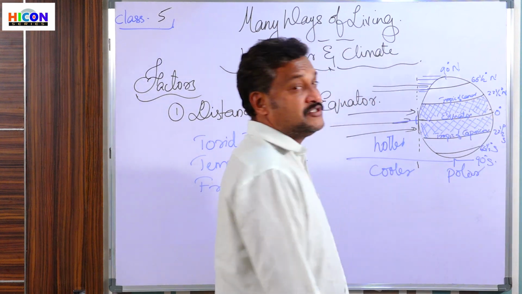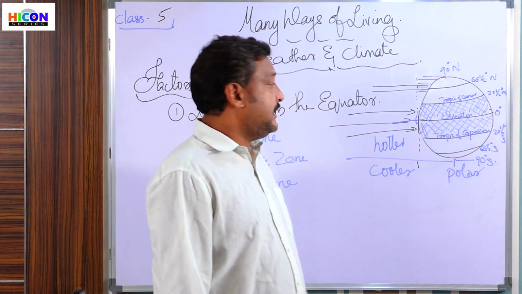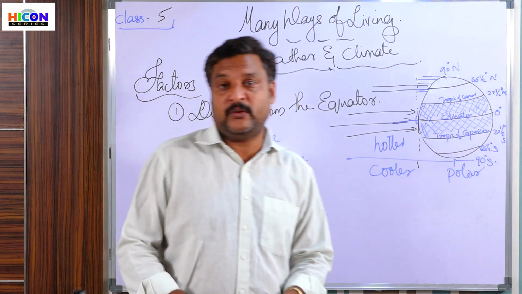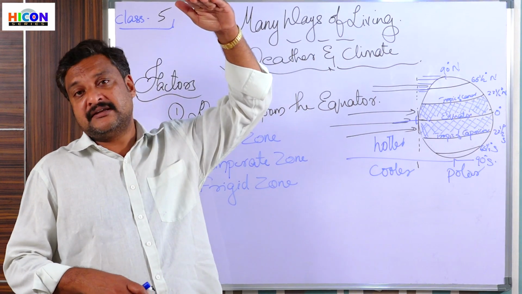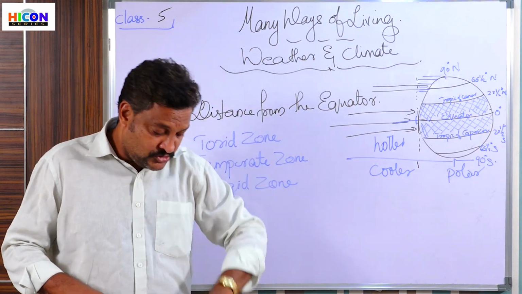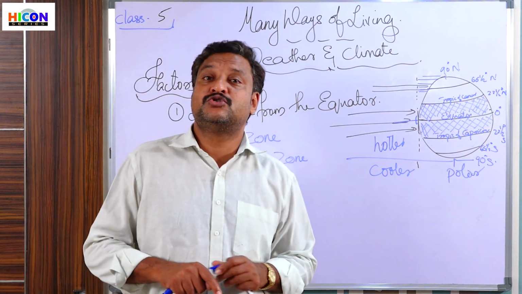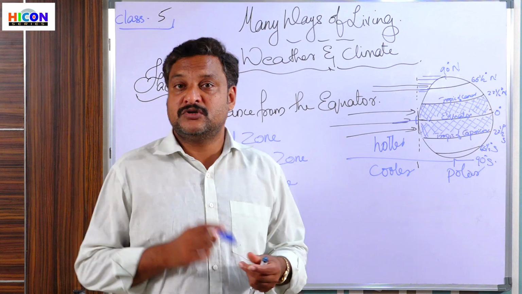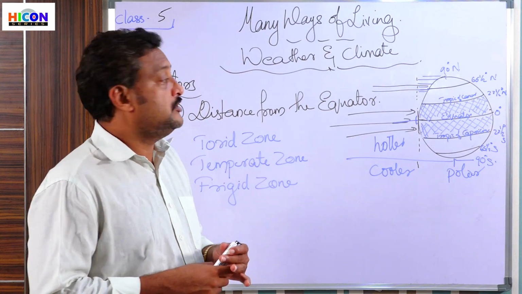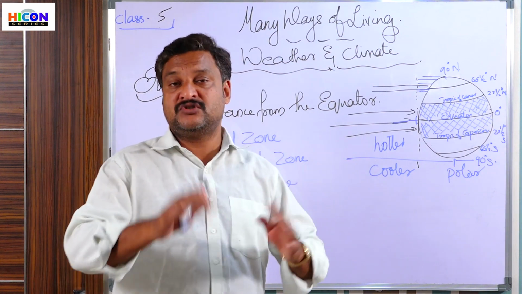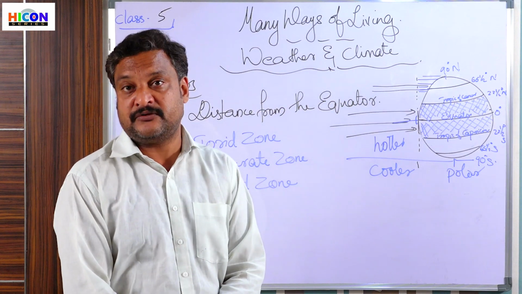Okay, so what is a torrid zone? The areas on either side of the equator up to the Tropic of Cancer in the northern hemisphere and the Tropic of Capricorn in the southern hemisphere are known as the torrid zone. Okay, so what do you mean by the torrid zone? The torrid zone is the hottest zone on the surface of Earth.